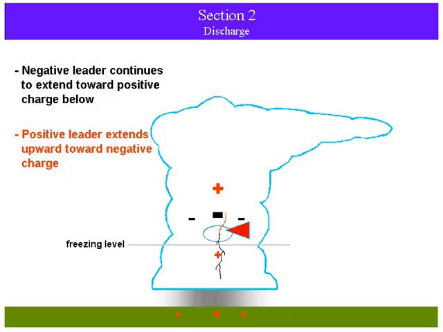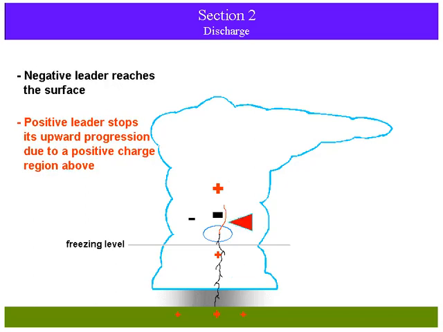The negative leader continues to extend downward toward the positive charge. There are a couple of reasons that it continues downward. The first is the positive charge below, which is induced by the storm, sort of pulls it forward. And the second is that the negative leader itself induces a positive charge beneath it, which allows it to propagate downward in steps. This is why we call this a stepped leader. The positive leader also continues to extend upward toward the negative charge above.